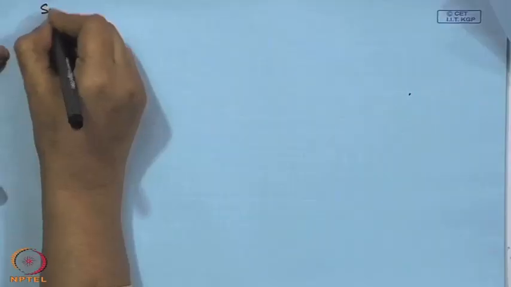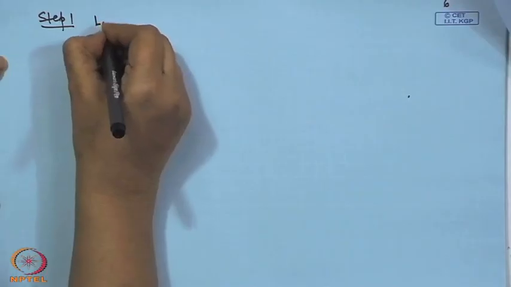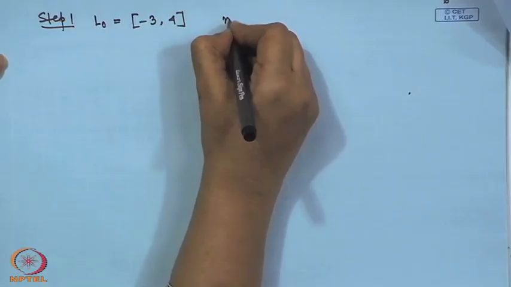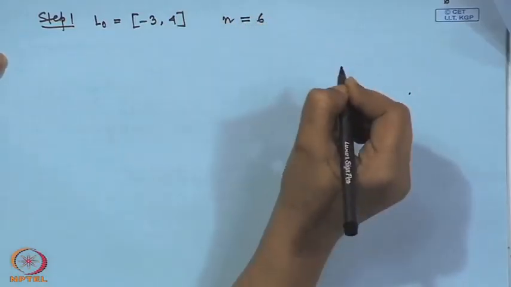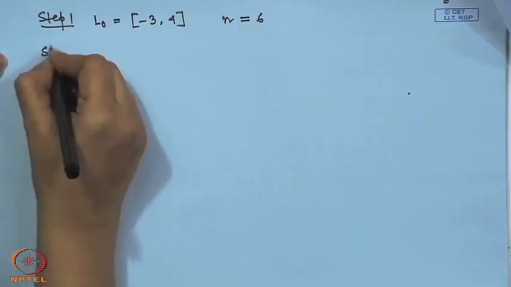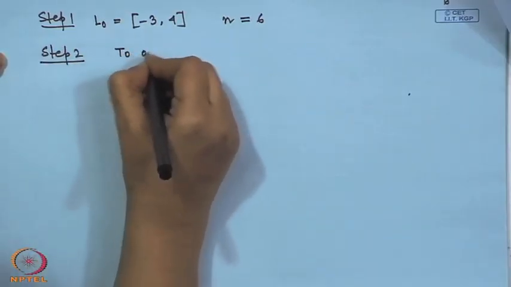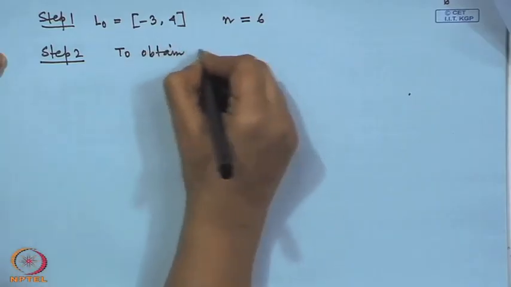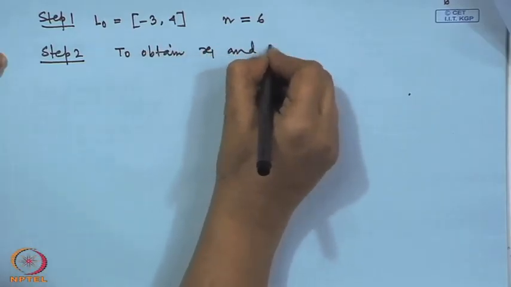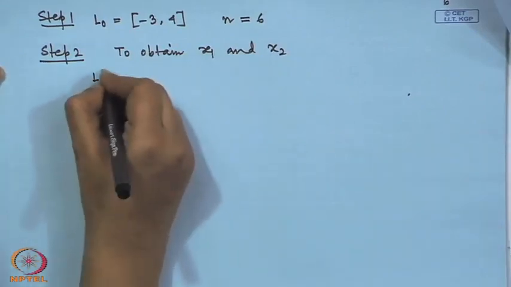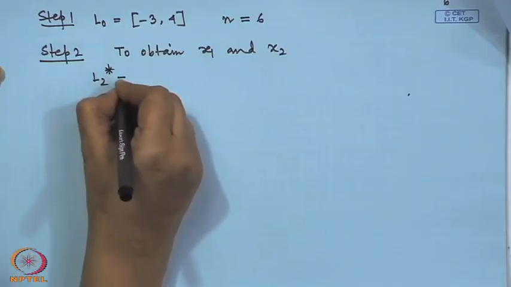What is my step 1? The initial interval of uncertainty is given for us. That is why step 1 would be L0 equal to from minus 3 to 4, and my n is given, we are considering n equal to 6. Now, step 2, we have to obtain two approximations x1 and x2. For that, as I said in the algorithm, we have to generate L2 star.